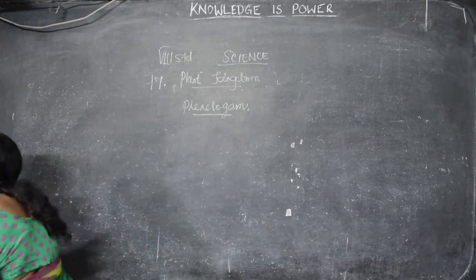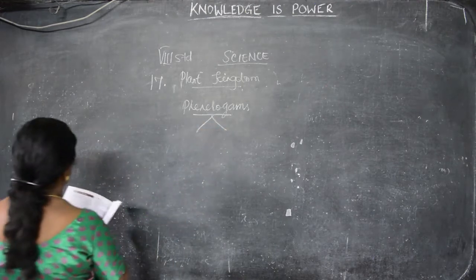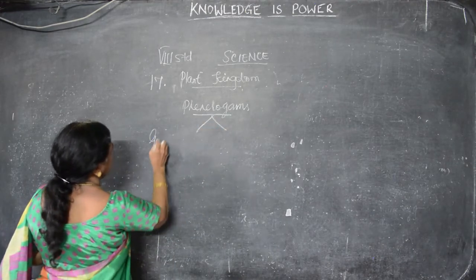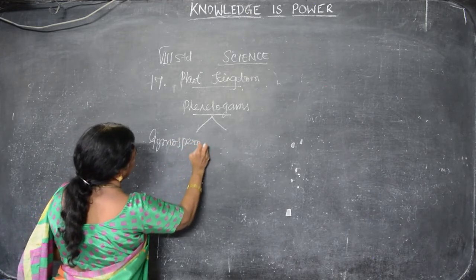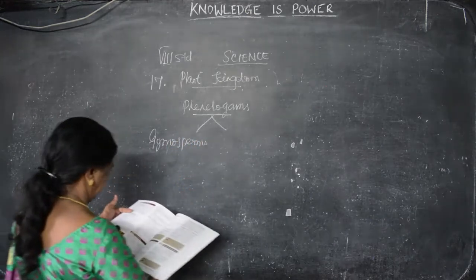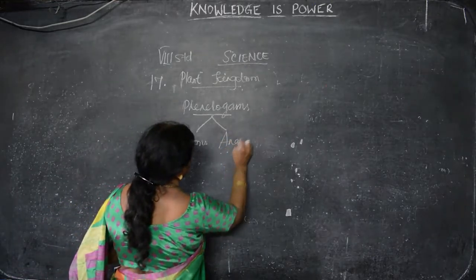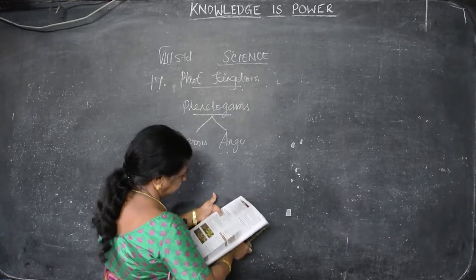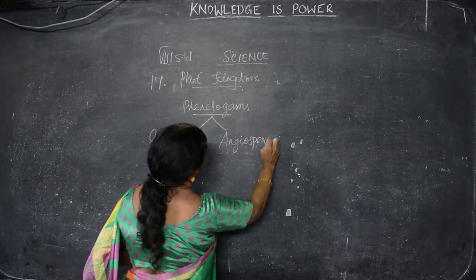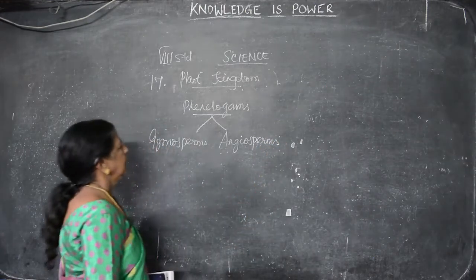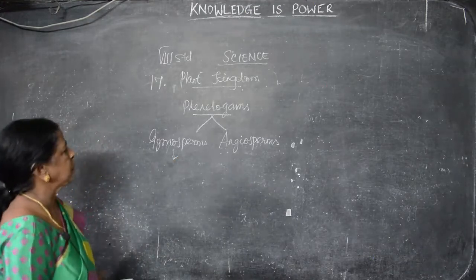There are two divisions in the Phanerogams. What are the two divisions? One is gymnosperms, the other one is angiosperm. First we will see what gymnosperms are.